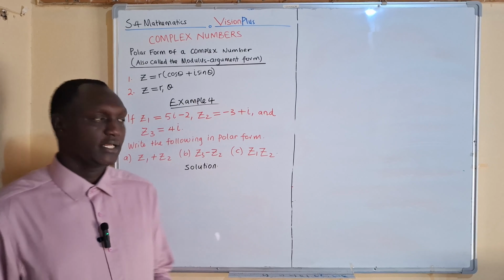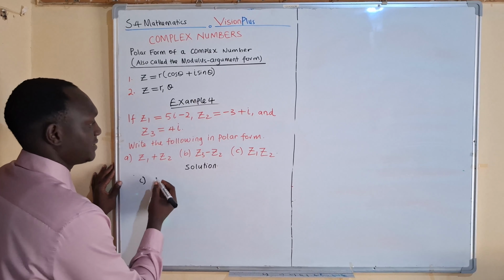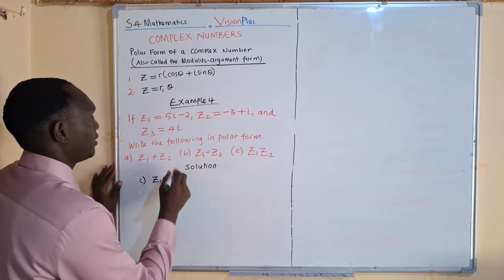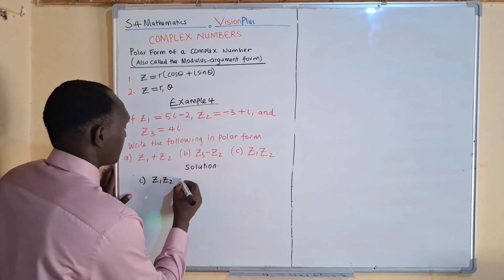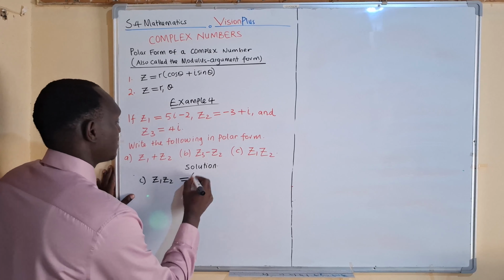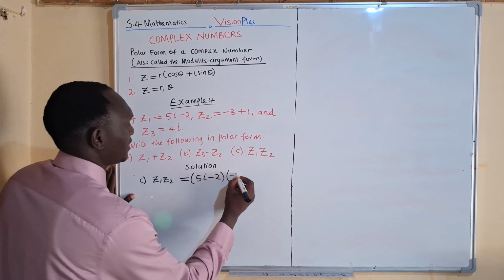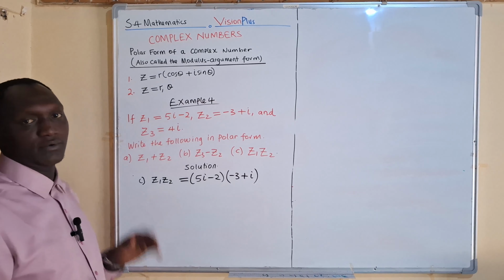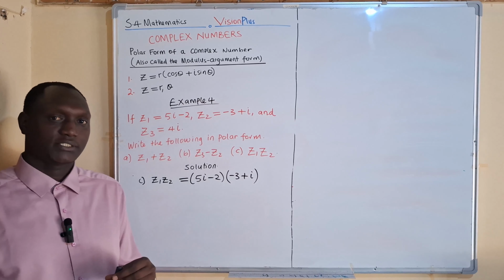And then going to part C, which is the last part of this example 4. Part C says that we need to find Z1, Z2 in the polar form. So let us find what is Z1, Z2. Z1, Z2 means Z1 times Z2. Where Z1 is 5i minus 2 times Z2, negative 3 plus i. We have learned multiplication of complex numbers, and I expect you to get the answer for this before we proceed.